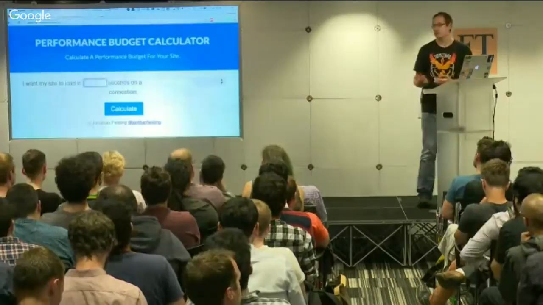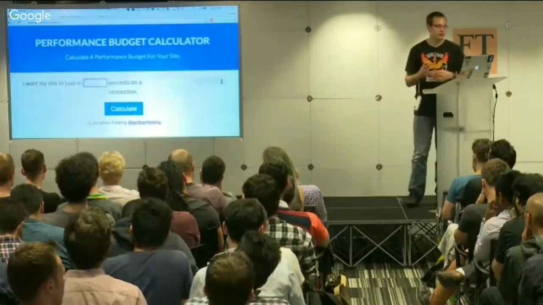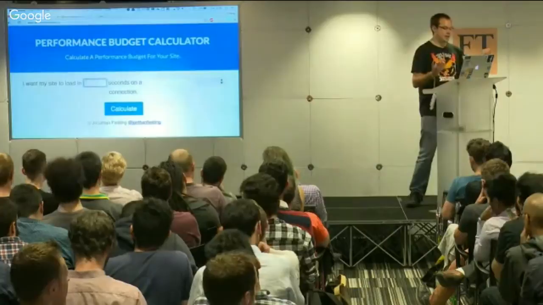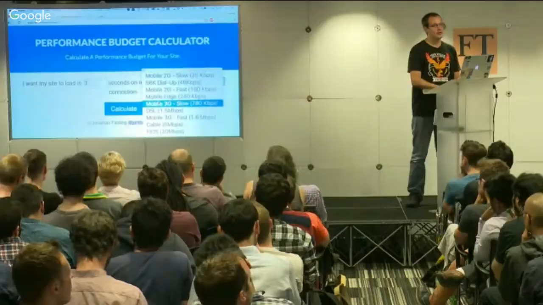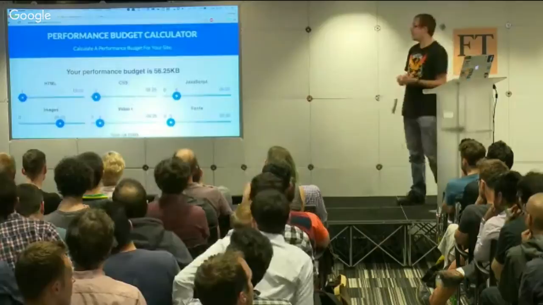So I want my site to look... This is focused on metrics-based performance budgets. I'm specifically looking at the metrics of your assets. So what I will say is I want to load my site in, say, 3 seconds. Then I can select a connection speed. Let's say 2G. Let's be really optimistic about our data. Then if you calculate, we'll say the performance budget is 56K.